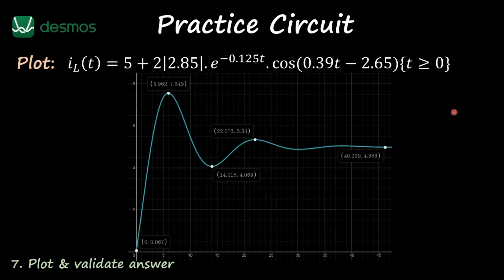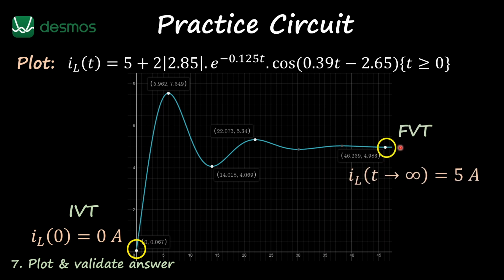All right, so I extract the graph from Desmos, and I pick some reference points, so we can have some data and understand if it's correct. I can see that my initial value is close to 0 amps. That's good. And my final value is equal to 5 amps. I have here a peak of 7.5 amps, and then it dips down to 4.1, and then 5.3, and eventually follows the final value.